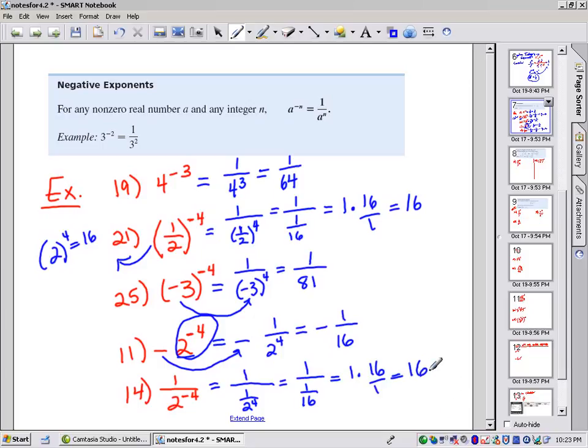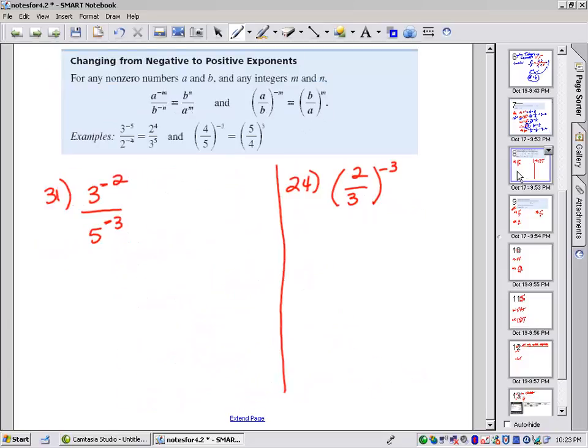I'm going to show you at the end of this lecture how you can use your calculator to check your work. So a negative exponent means to do 1 over the base to the positive power. Let's look at a few more rules that come out from all of this.